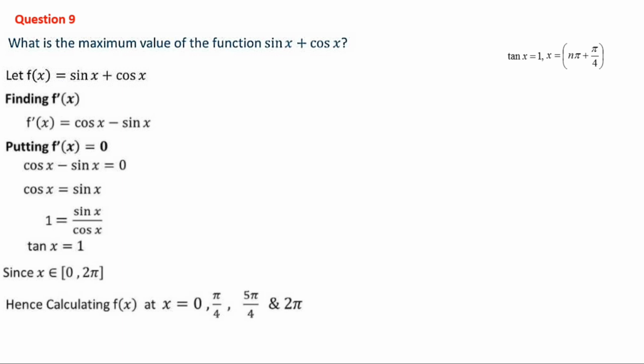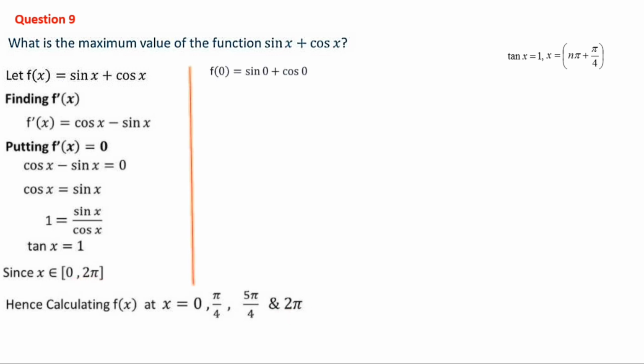So f of x will take the values: x is equal to 0 as the starting value. Then if you put n is 0 here, 0 plus pi by 4, that is pi by 4. Next if you put n as 1, pi plus pi by 4. Taking 4 as the common LCM, 4 pi plus pi is 5 pi, so 5 pi by 4 is the second value. If you put n equal to 2, 2 pi gives 8 pi, plus pi is 9 pi by 4. 9 pi by 4 goes out of the range, so there is no need for that value. We stop at the previous one.